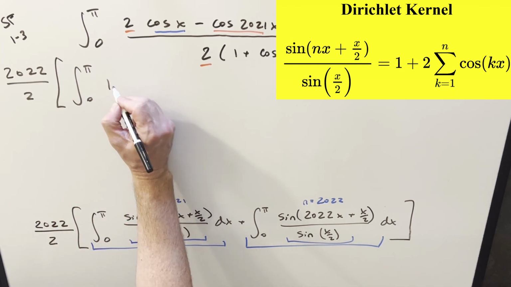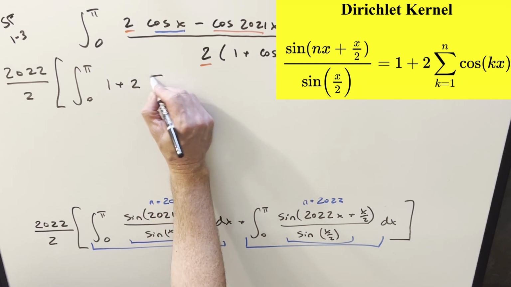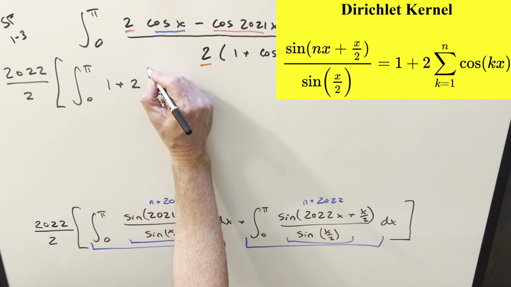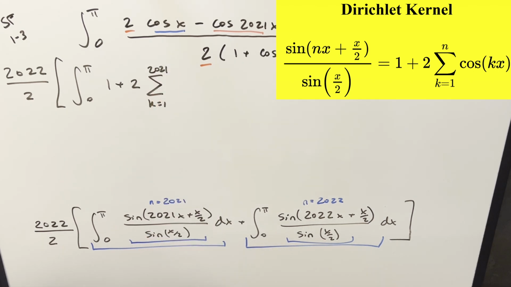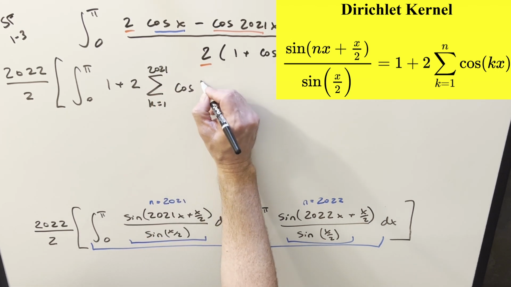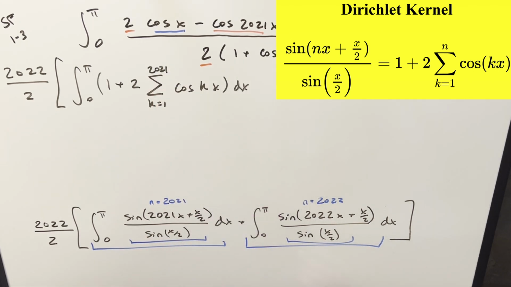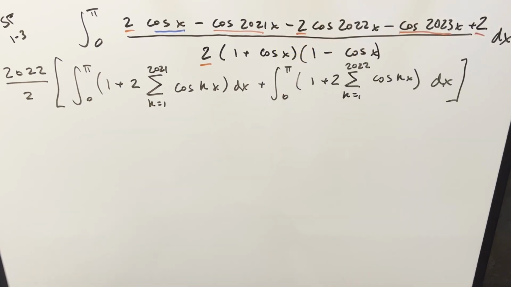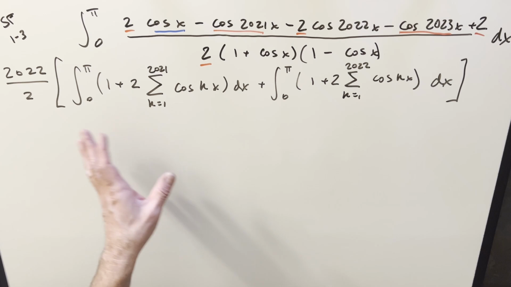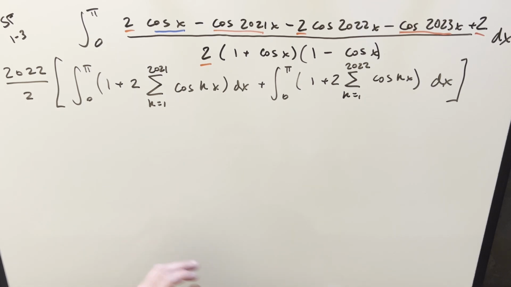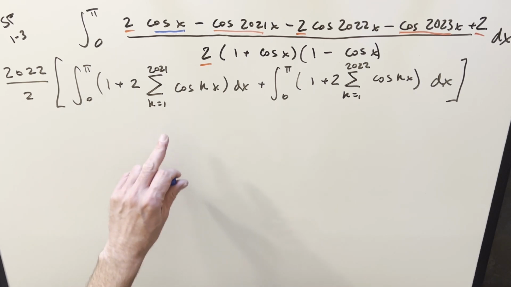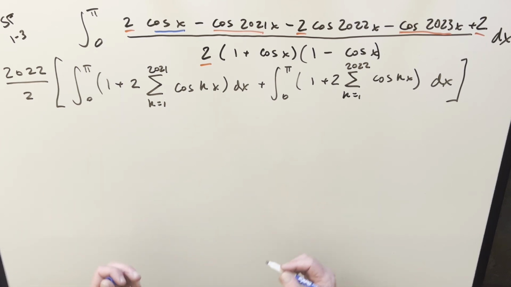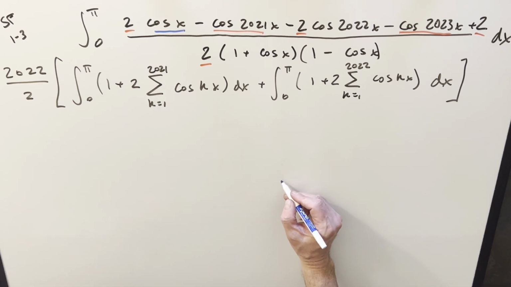So for this first one, it's going to be 1 plus 2 times the sum from k equals 1 to the n value, so 2021, of cosine kx. And then for the second one, it's basically identical, just with 2022 as the upper bound. The first time I did this, I was trying to manipulate these sums and bring them together. It's really not necessary because this is going to create just a whole bunch of cosine integrals. So we can just generalize this and look at one of these integrals.